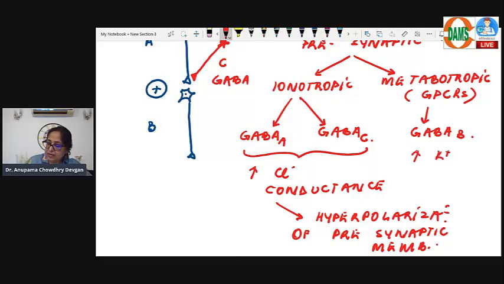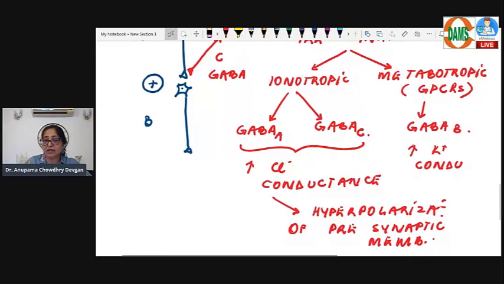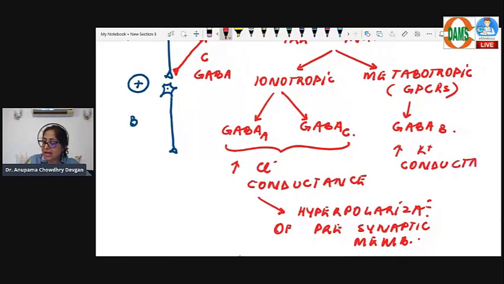Let's look at GABA B. GABA B increases the potassium conductance. And again, we have discussed this. If there is increase in potassium conductance, that means there is loss of positive ion, and loss of positive ion means, again, it will lead to a hyperpolarization of the presynaptic membrane. Either way, whether it is GABA A, GABA C, or GABA B, ultimately GABA is causing hyperpolarization of the presynaptic membrane.